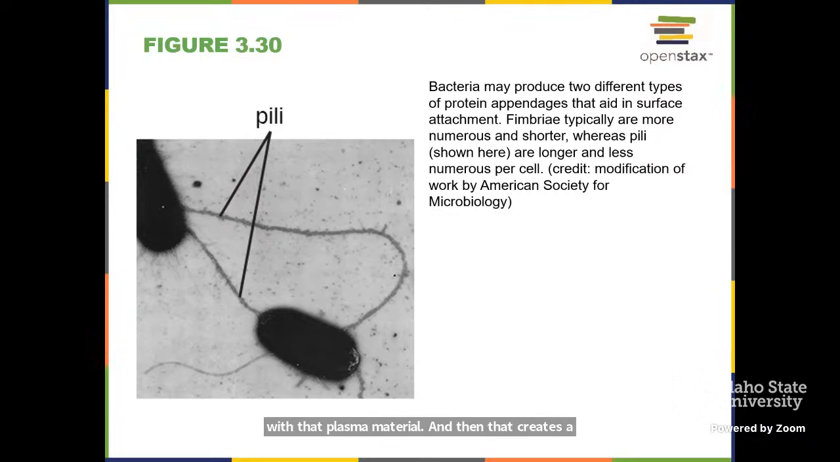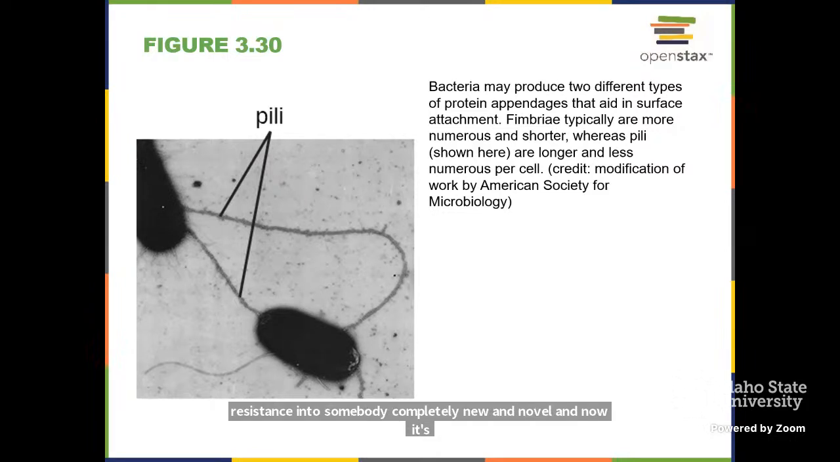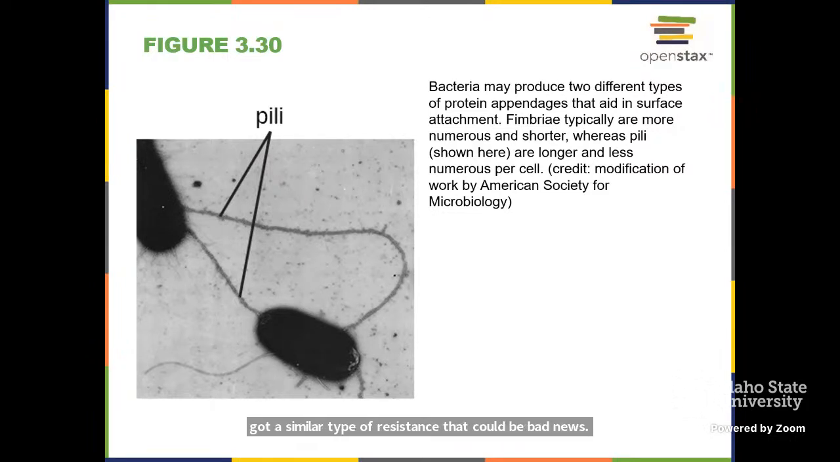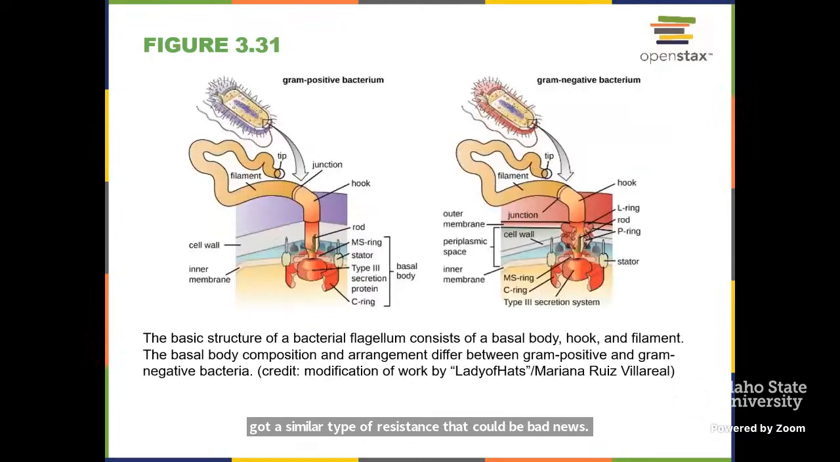We'll touch on some of that stuff a little bit later. But it can be two of the same types of bacteria, same species, but one's got the plasmid and the other doesn't. Or it could be two different species. And that's how we can see things like drug resistance jumping ship, going from this type of bacteria that's got the resistance into somebody completely new and novel, and now it's got a similar type of resistance. That could be bad news. Just depends on what they're sharing.